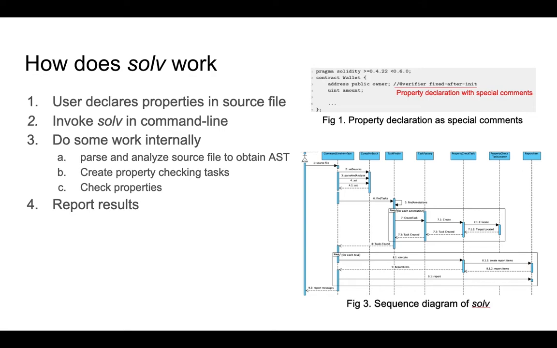And second, it creates property checking tasks for each special comment found in the source file. This is done using the factory pattern. So as you can see, the task factory is here. Also, we use a task locator to obtain the target AST node. If you look at the example in figure 1, the target AST node would be this variable declaration node. So at the end, each property checking task is executed, and any violation of properties found will be reported to standard output.